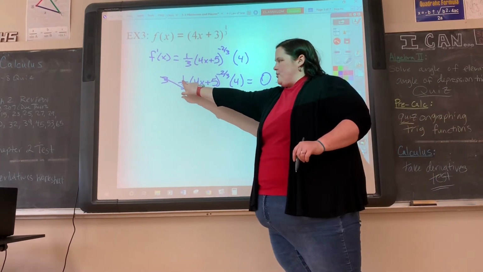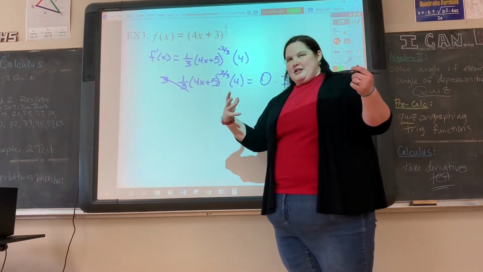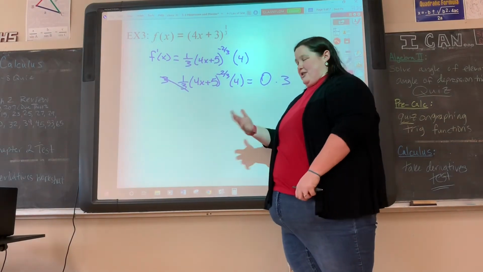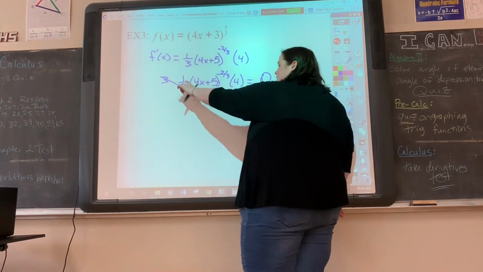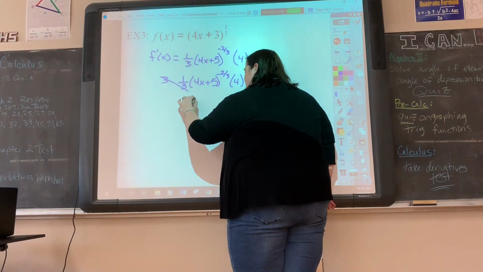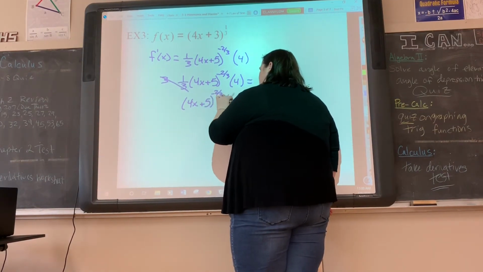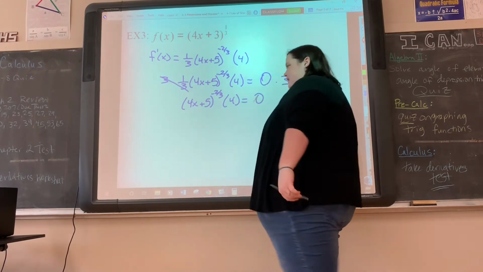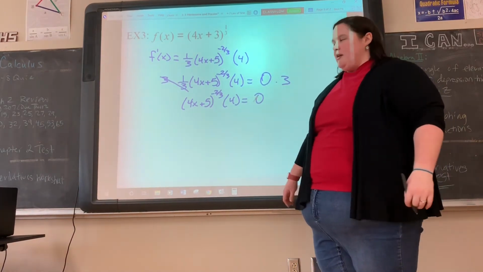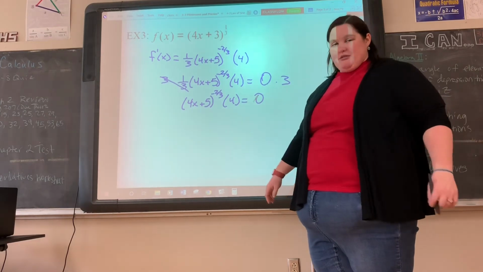Technically, I still have this 1 left, because that really doesn't change much for us, because if we divide by 1, again, it's not going to change anything. So I'm actually going to get rid of that 1. And again, still equal to 0. So we got rid of the 1/3 by multiplying by its opposite, which is 3.